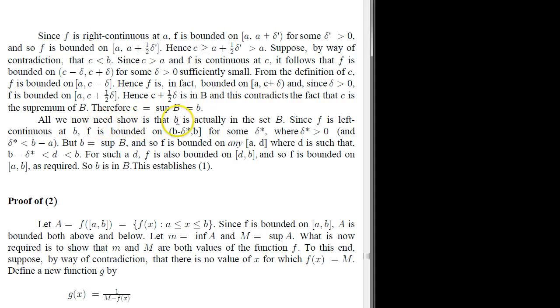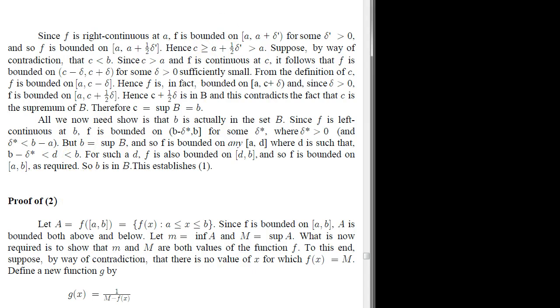All we now need to show is that B, the point itself, is actually in the set B and not just its supremum. Since f is left continuous at B, f is bounded on a segment for some delta star, isn't it? Like this, because it's left continuous, so that would be easy to show, just as we showed in the right continuous boundedness in the previous video. So f is bounded on this for some delta star greater than naught. And delta star, of course, necessarily is less than b minus a. So we're keeping it within the strip, so it's sufficiently small. B is equal to sup B, so f is bounded on any AD, where D lies between these two values. Now what does that mean then?